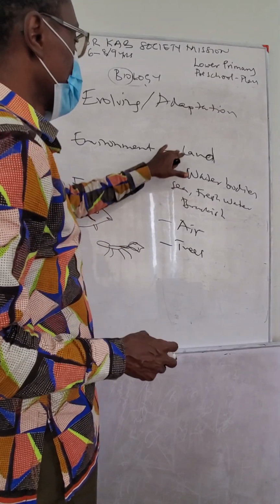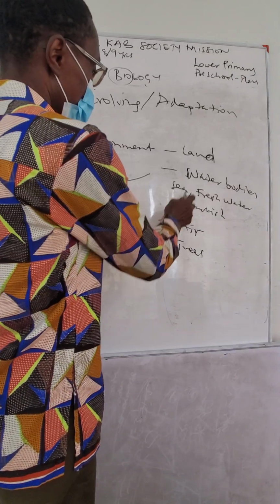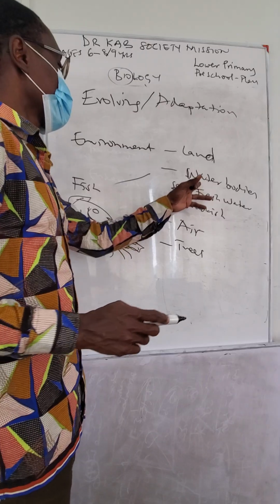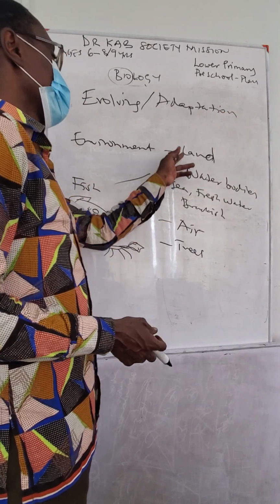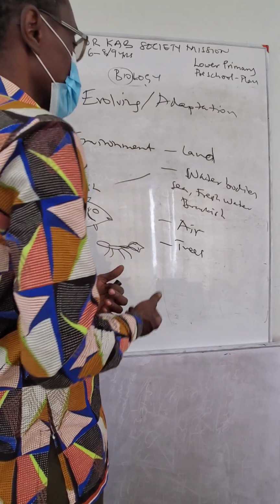Why are birds able to fly? They have wings, okay? Why are fishes able to live in water? Because their gills can take oxygen from the water. Human beings live on land because air is there that we can breathe in easily. Okay? So that is it.